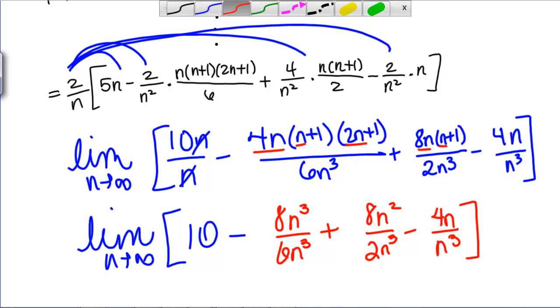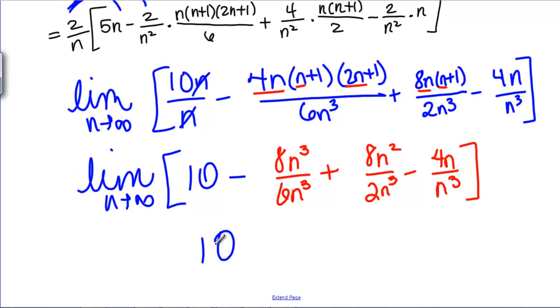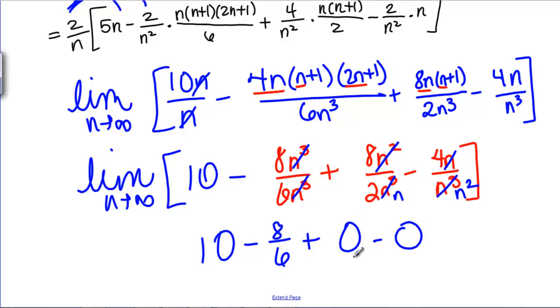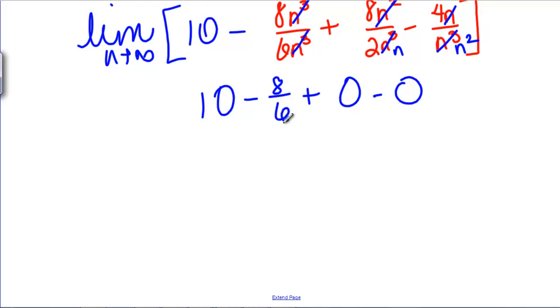So now what? Well, the limit as n goes to infinity of 10 is just 10. The limit as n goes to infinity of 8n³ over 6n³, well, the n cubes cancel, and that is 8 over 6, because they're the same power of n. Now for these last two terms, the power of n on the bottom is bigger, so notice if we simplify, we still have an n left in the bottom. And if there's a constant on top and an infinity in the bottom, we know that that goes to 0. So this limit ends up being 10 - 8/6, which is 8 2/3.